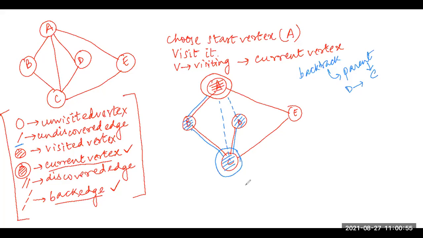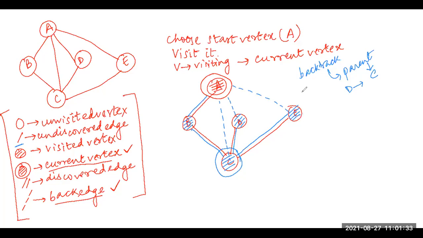Now when we backtrack to C, we will set the current vertex to be C. Now we will check, are there any undiscovered edge from C whose vertex is also not visited? Yes. We see that there is an undiscovered edge from C whose vertex is not visited. Then we will go to E. When we see, yes, there is an undiscovered edge, but that vertex is already visited, right?